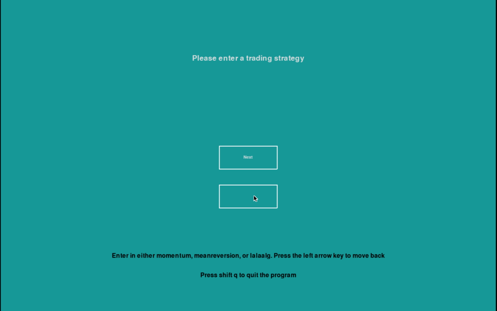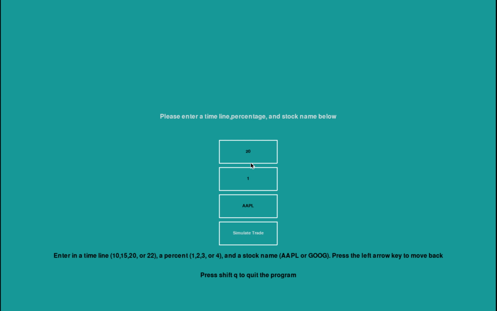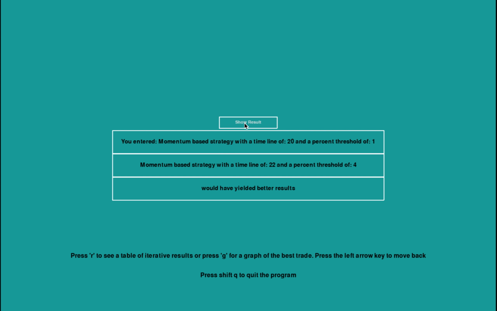And this also works for another one, mean reversion. This is another strategy with the same parameters of a timeline. We'll put this back at 10 days, a percent threshold of 1, and we'll change the stock to Google. We'll simulate the trade, and then we're going to show the results of that. Here you can see this table updated, so now it's saying that I entered mean reversion, and it's given me a better mean reversion strategy with better parameters.